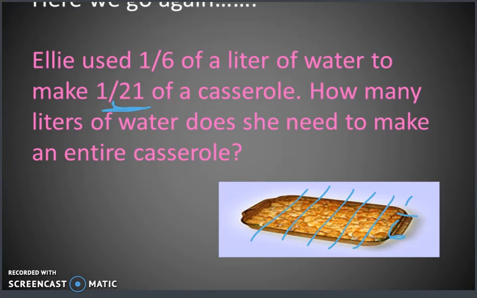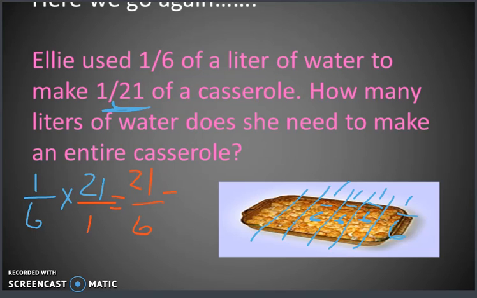Okay, welcome back. So in every piece, she needs 1/6 of a liter of water. So this piece, this piece, this piece, and on and on, 21 times. So I could add 1/6 plus 1/6 plus 1/6 and do that 21 times, or I could just take the 1/6 and multiply it by the 21 pieces I have and get an answer. Remember, we have to put this over 1. We're going to multiply across. 1 times 21 is 21. 6 times 1 is 6.